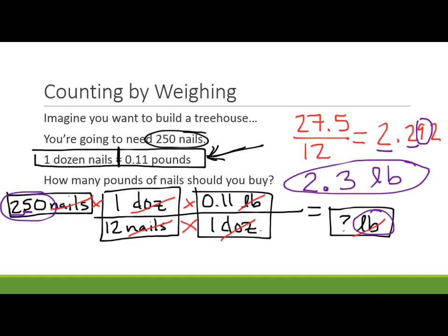So in this case, all we've done is we have determined that if I want to buy 250 nails, I need to purchase 2.3 pounds of nails, and if I were to count those out, I would find out that it came out to 250 nails. Alright, so I've actually counted nails by weighing them.